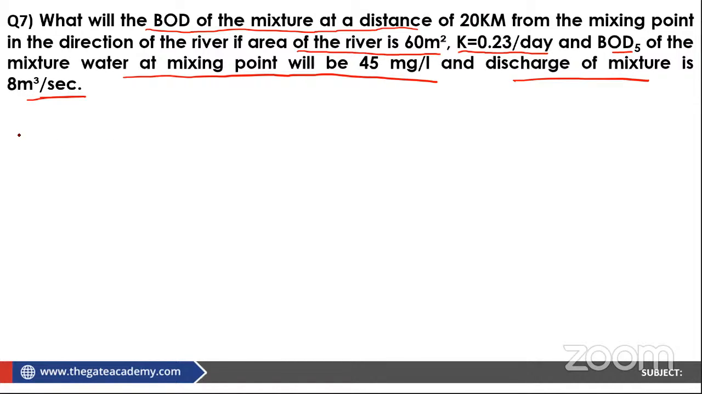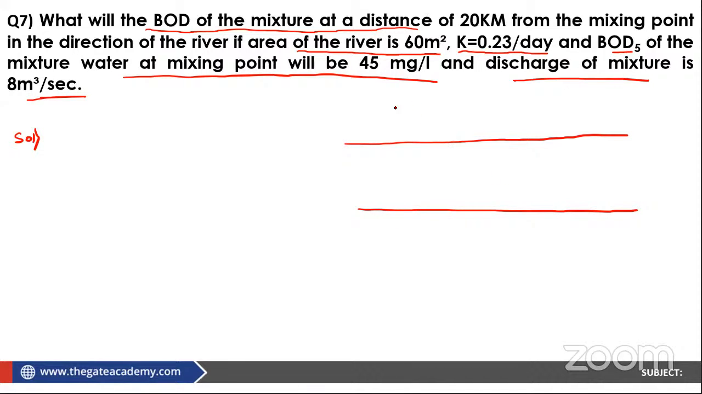Now, just pay full attention towards me. Suppose that this is a particular river. This is the mixing point where we will mix that water. This is the cross-sectional area of that river, which equals 60 meters square, as given here. From this point to this point, the complete distance is, yes, Vaishnavi correct, Raj correct, Shyam correct, Pragay correct. Now, this distance is 20 kilometer.